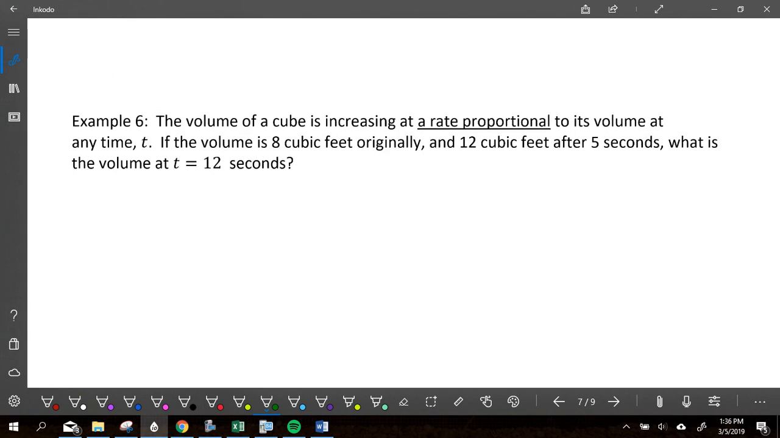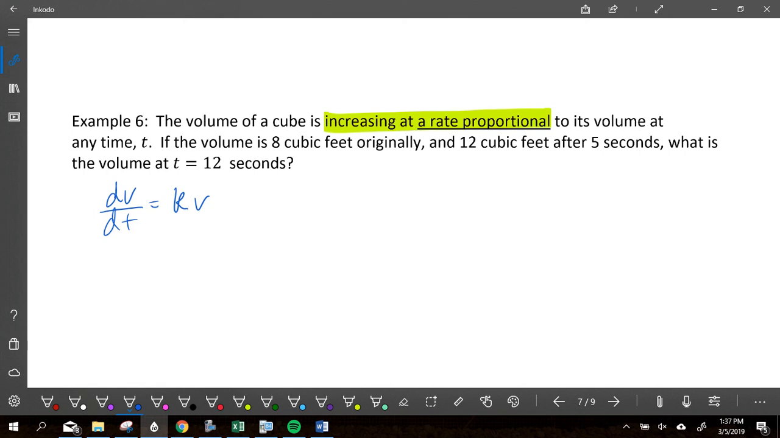The volume of a cube is increasing at a rate proportional to its volume at any time t. It's increasing at this rate. The volume is increasing. So in other words, that means dV over dt, the change in volume over time, is equal to what? K, the proportional to the volume. And so it's proportional to V. It is KV. That is my initial equation. You can use Y's if you want to use Y. V stands for volume. All right, that's our initial stuff.